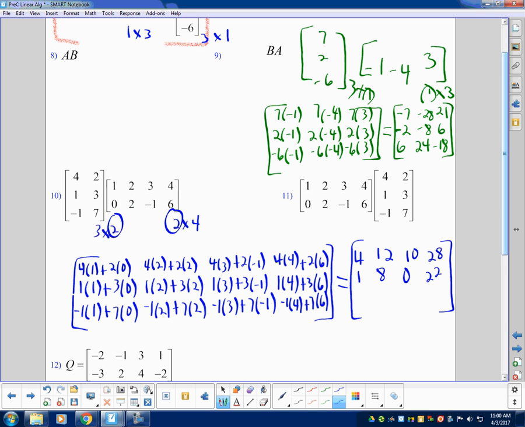And then the last row is negative 1. Negative 2 plus 14 is 12. Negative 3 and negative 7 is negative 10. Negative 4 and 42 would be 38. It should be negative 1, 12, negative 10, and 38.